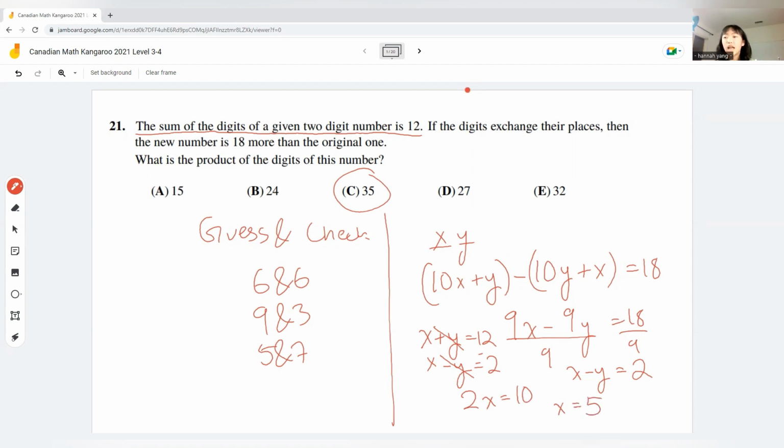And so then the other digit would naturally be 7, because 5 plus 7 equals 12, and 12 minus 5 equals 7. And if you multiply 5 and 7, then you get 35 again. So C should be your correct answer.